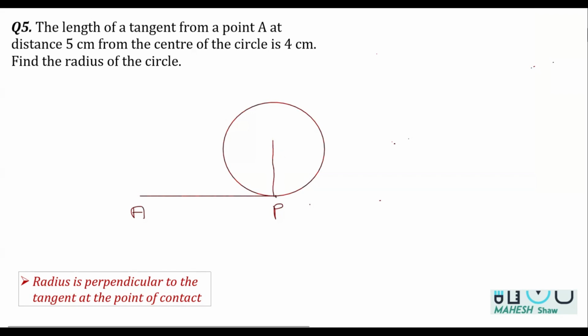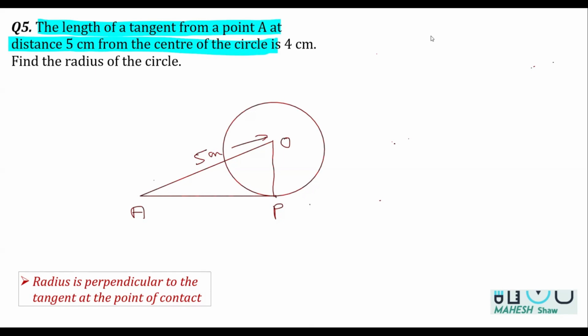This is the radius, and what we have to find out is the radius, right? Let me first join this. This is the center O. Now we have to read it properly because it's a bit confusing. It says the length of the tangent from point A at a distance of 5 centimeter from the center. That means this is 5 centimeter, right? The point A is at a distance of 5 centimeter from the center.